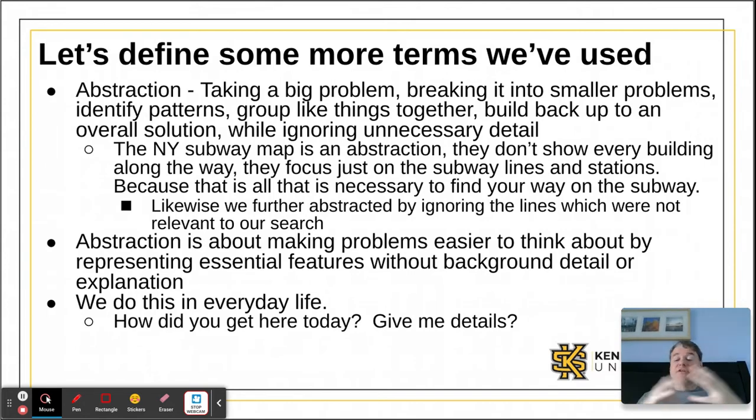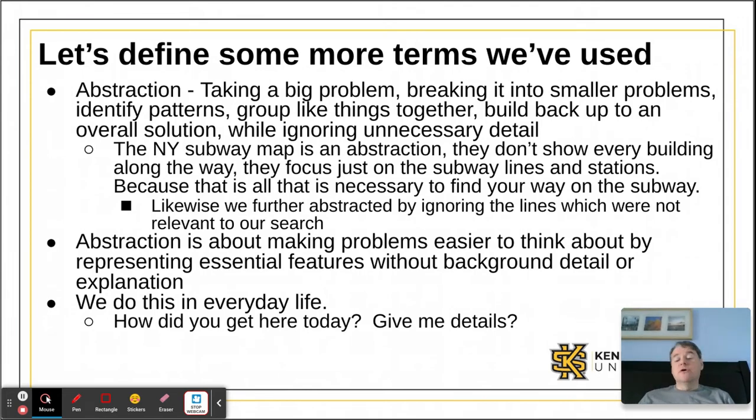It is often described as a lot of different things, so I'm going to give you a much bigger definition that includes other parts that are not technically abstraction, but when you put them all together, they do encompass the general idea. So abstraction is taking a big problem, breaking it into smaller parts, identifying patterns amongst those smaller parts, grouping the things that are alike together, solving the individual parts, building back up to an overall solution, and ignoring all of the unnecessary detail as you do it.